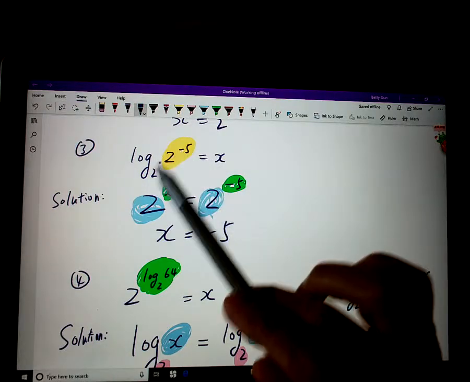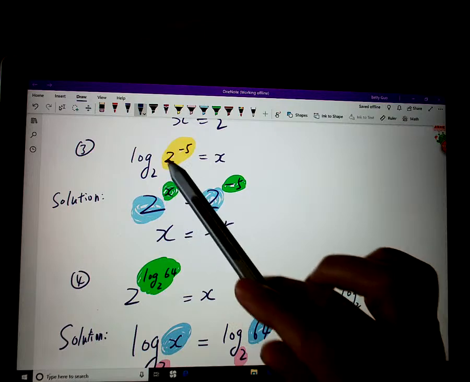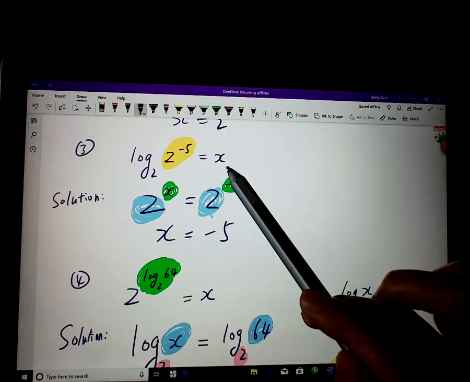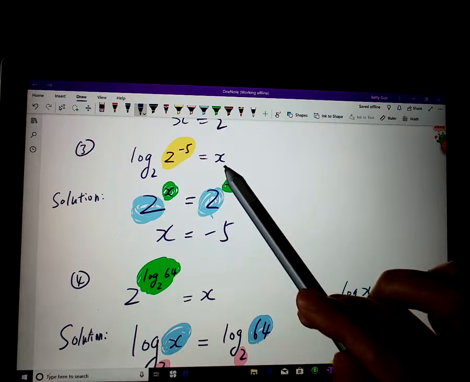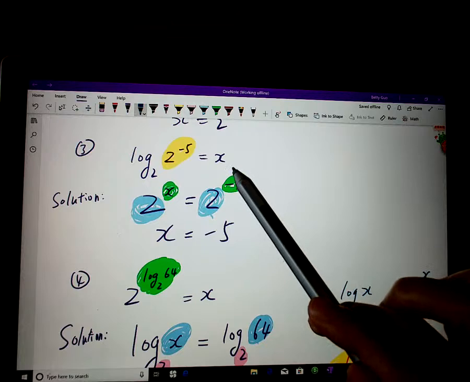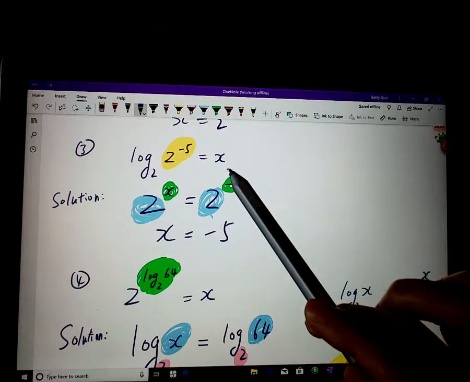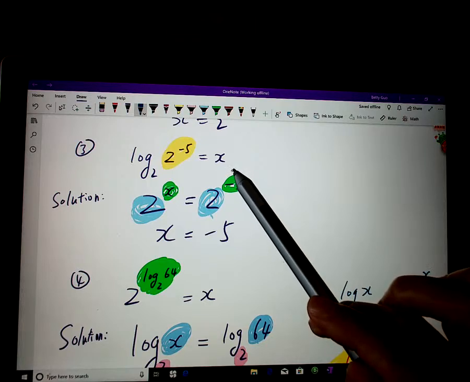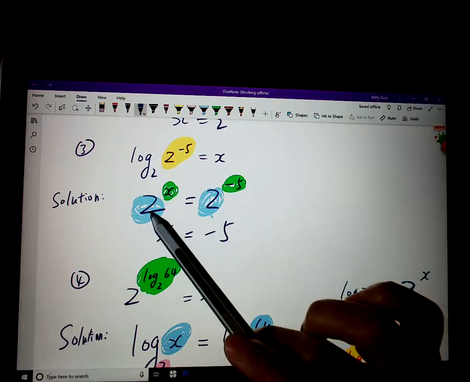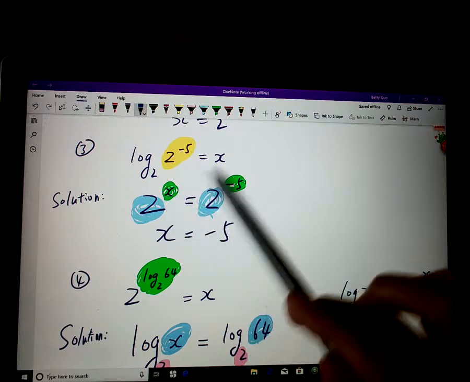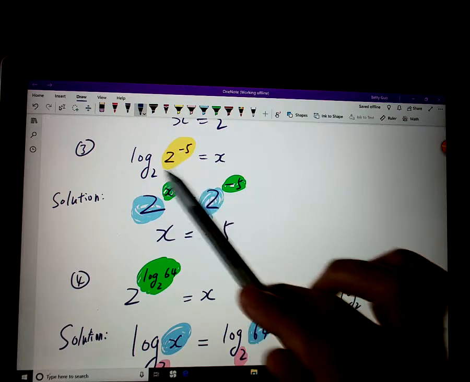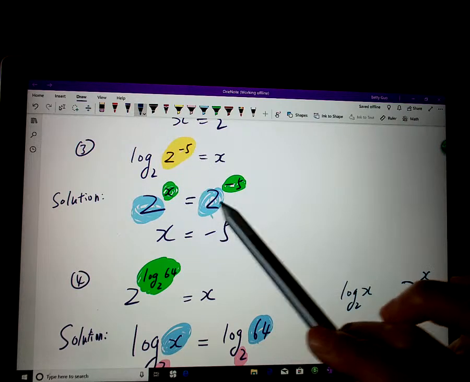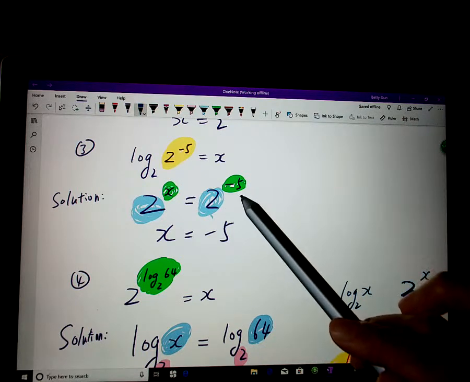Problem number 3, logarithm with base 2 of 2 to the power of -5 equals x. The equation is in the logarithmic form. One way to solve this equation is to convert it to its equivalent exponential form. So base is 2. 2 is raised to the power of log. Log is x. Equals the anti. The yellow part, the whole thing, that's the anti. Equals 2 to the power of -5.